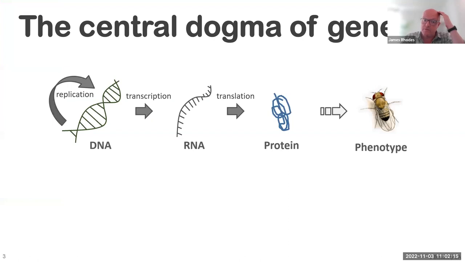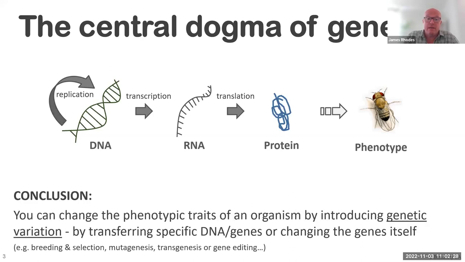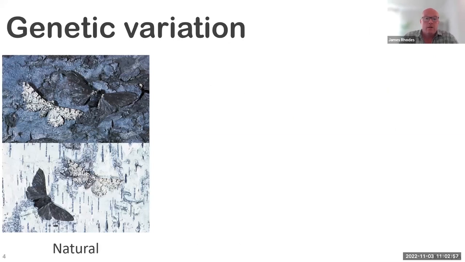So the central dogma of genetics, a little bit of genetics here, is that we have DNA, which is transcribed into RNA, which is translated into a protein, and then it gives you a phenotype. So we can change the phenotypic traits of an organism by introducing genetic variation or by selecting genetic variation. We can do this by transferring specific DNA or changing the genes itself. So this can either be by conventional breeding or artificial selection, mutagenesis, or even GM techniques such as transgenesis or gene editing.